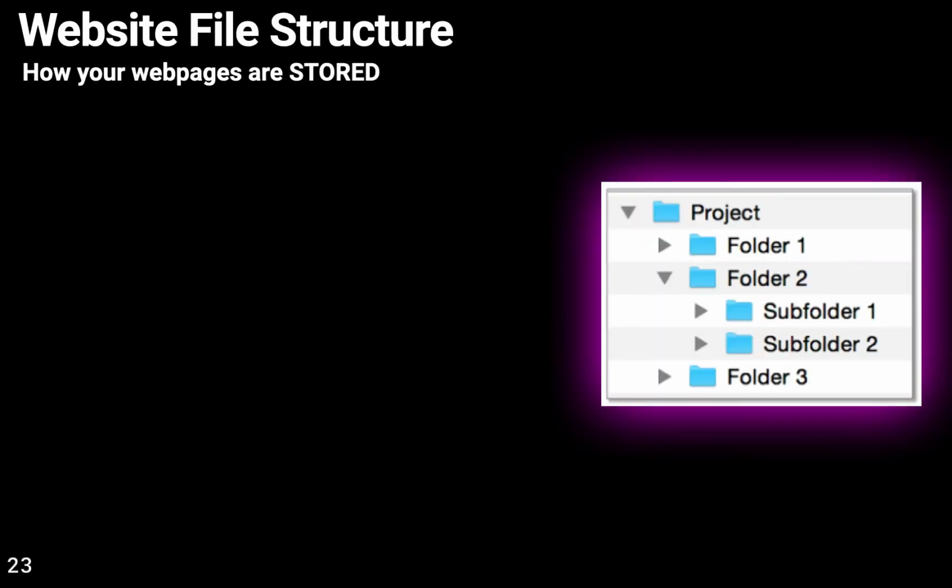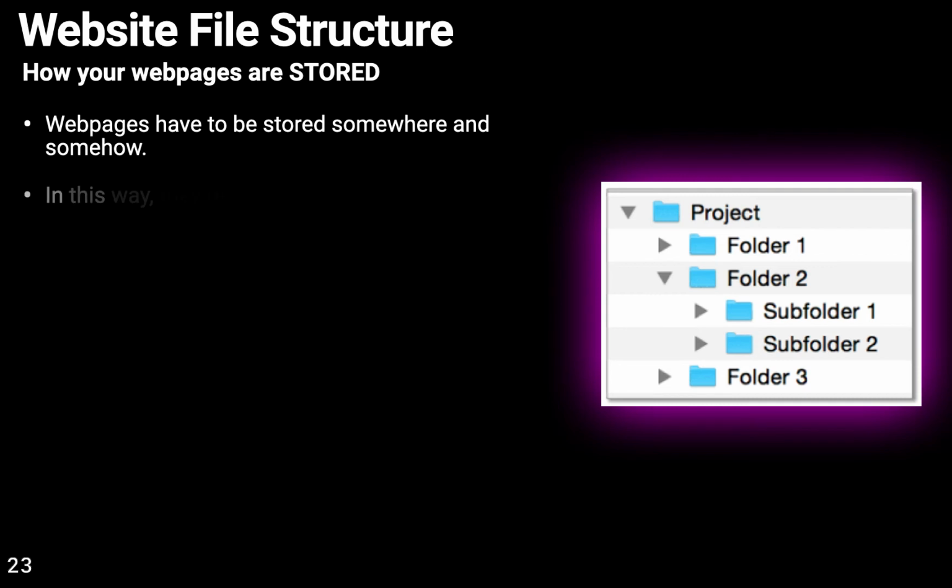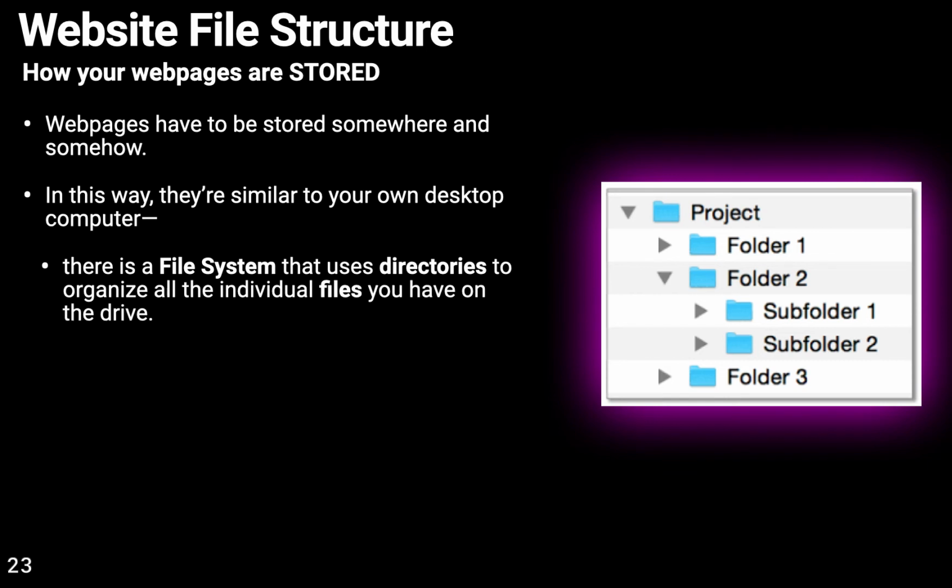Okay, so file structure. This is how your web pages are stored, right? And look at this image on the right. It should be familiar. This is just basic files, right? Anytime you open Explorer on Windows or the Finder on Mac, etc., you have some kind of way to look at your file system, and it's just a bunch of folders, right? It's files in folders. So that's the same thing for websites. And as I've discussed before, it's just another computer. So web pages have to be stored somewhere and somehow, right? In this way, they're very similar to your own desktop computer.